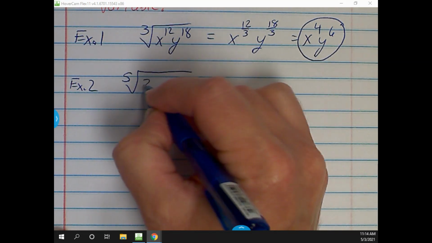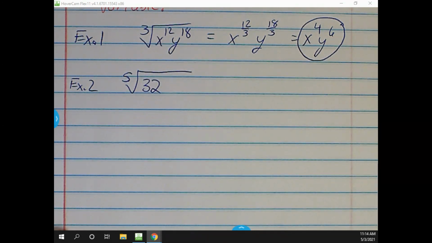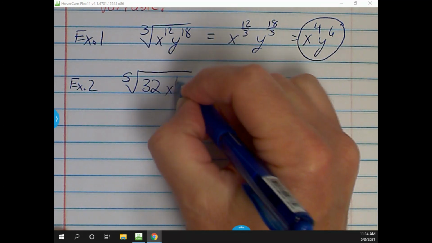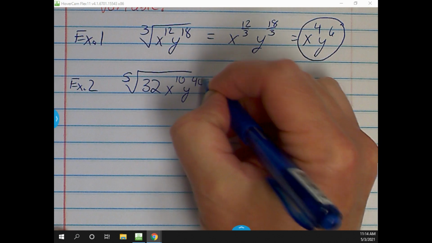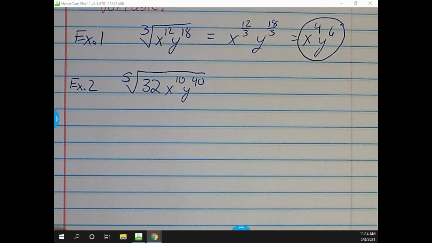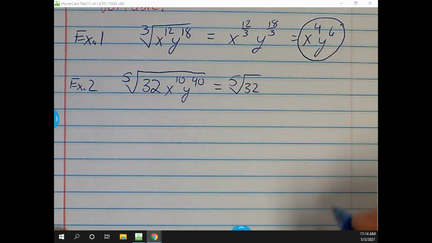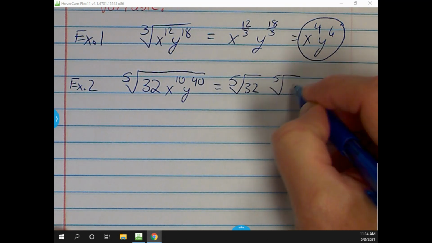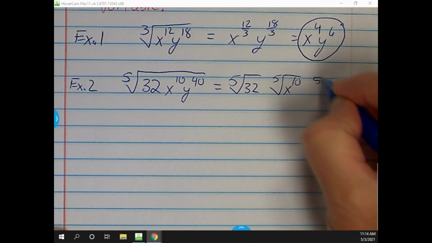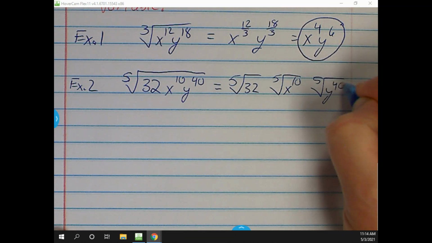All right, if they happen to throw a number in there, let's say we're doing the fifth root of 32, x to the 10th and y to the 40th. You basically break it apart. We're going to do the fifth root of 32, the fifth root of x to the 10th, and the fifth root of y to the 40th.